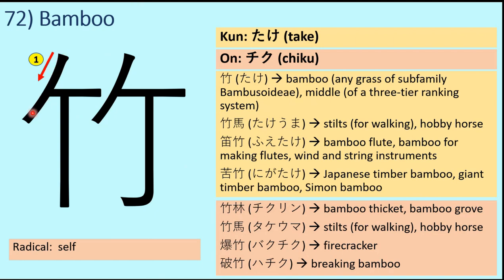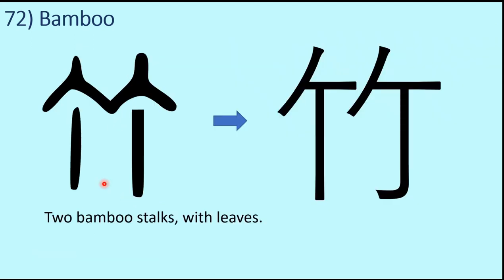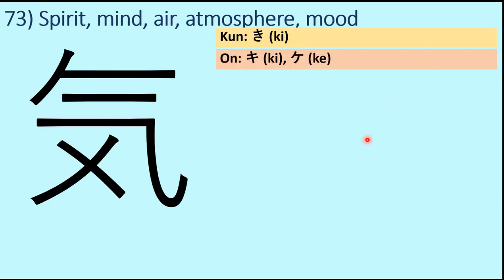This is the first stroke, the second stroke, the third stroke, the fourth stroke, the fifth stroke, and the sixth stroke like this. So in this way, this character is written, and this is where this character has come from. This is the ancient script which represents two bamboo stalks with leaves. These are the leaves. And from this, the modern character has been derived like this. So that was bamboo.